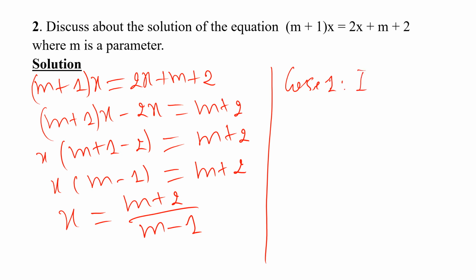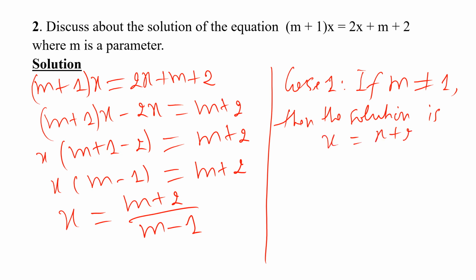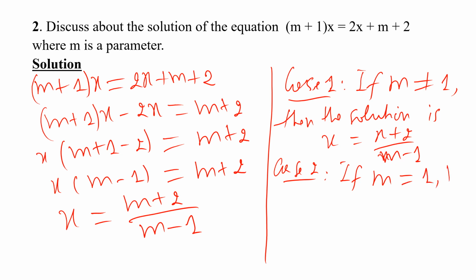Case number 1, if m is different from 1, then the solution is x is equal to x plus 2 over m minus 1. Case number 2, if m is equal to 1, as you see, I will get 0 in the denominator, then there is no solution.